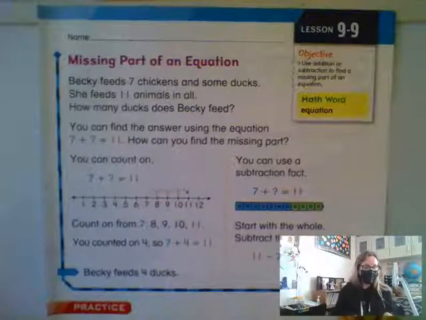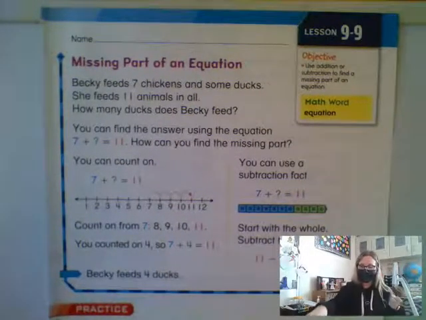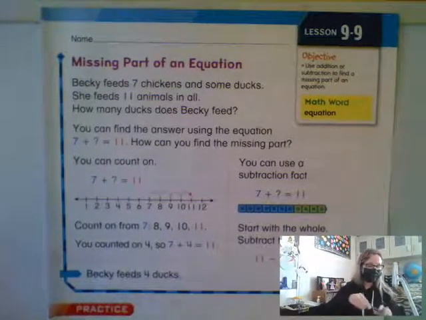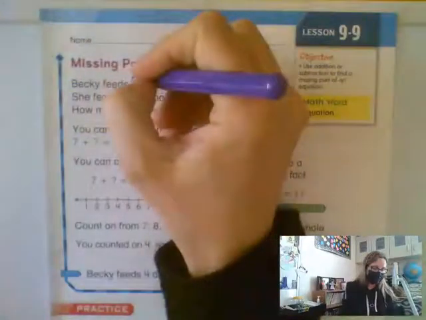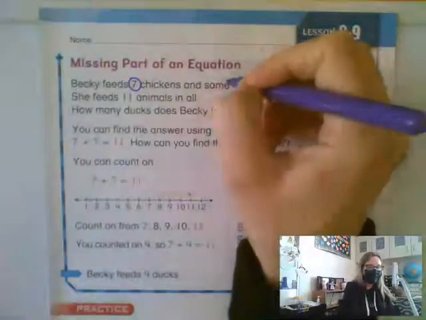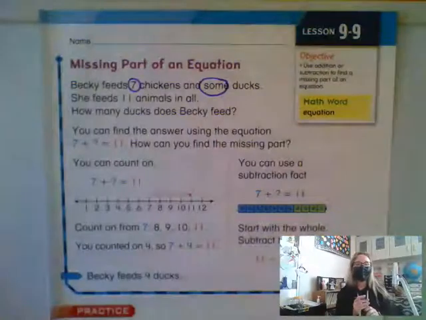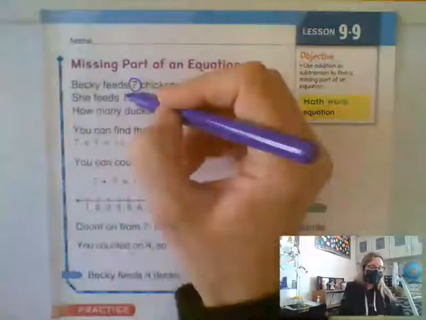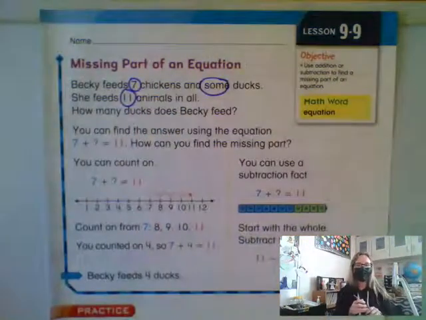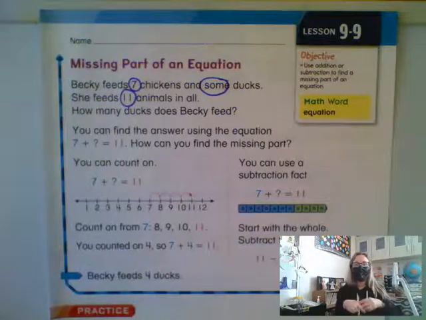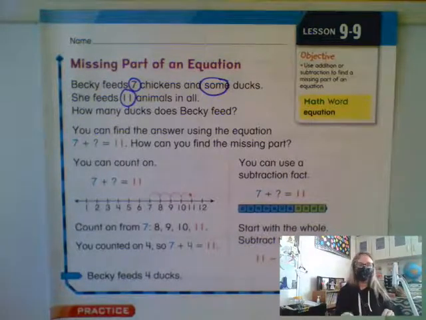And it says here, Becky feeds 7 chickens and some ducks. So why don't you circle 7 chickens? And then some ducks. Circle some. We don't know how many. But she feeds 11 animals altogether. So then it asks us how many ducks does she feed?